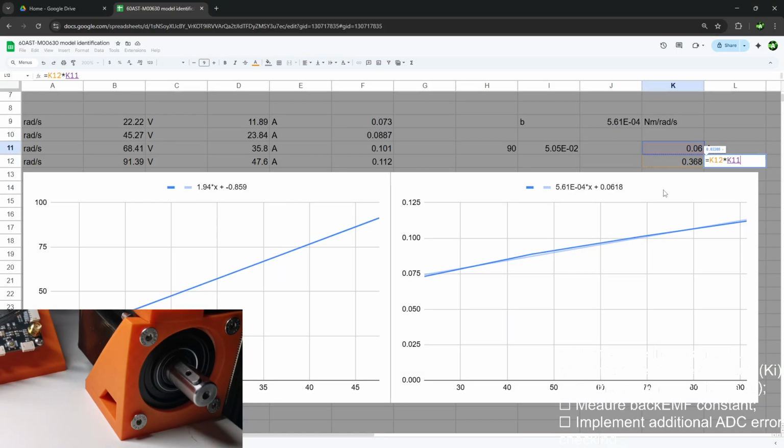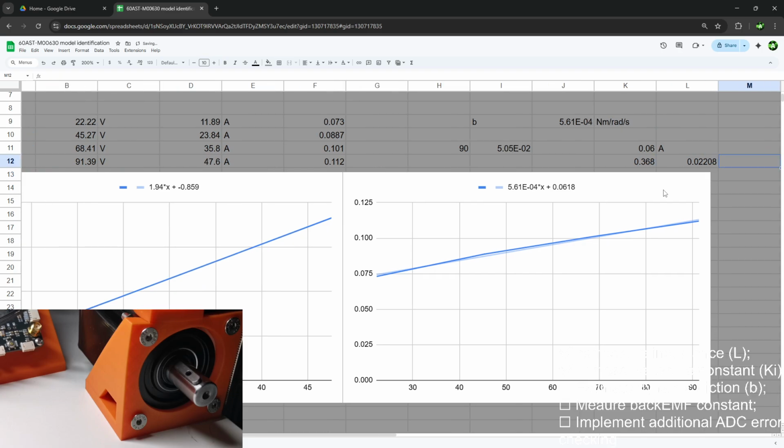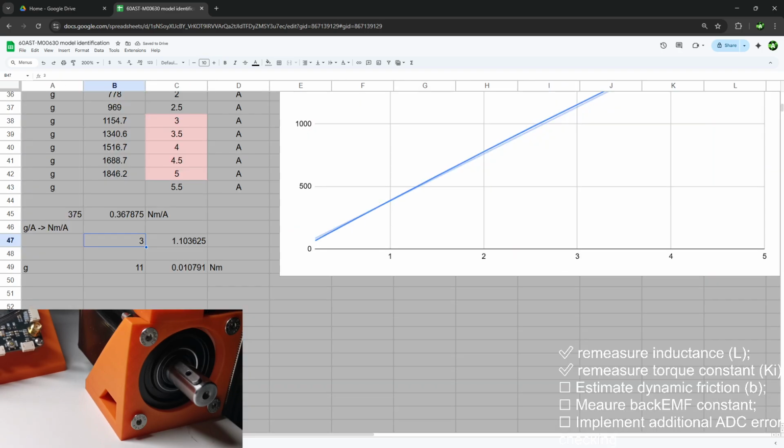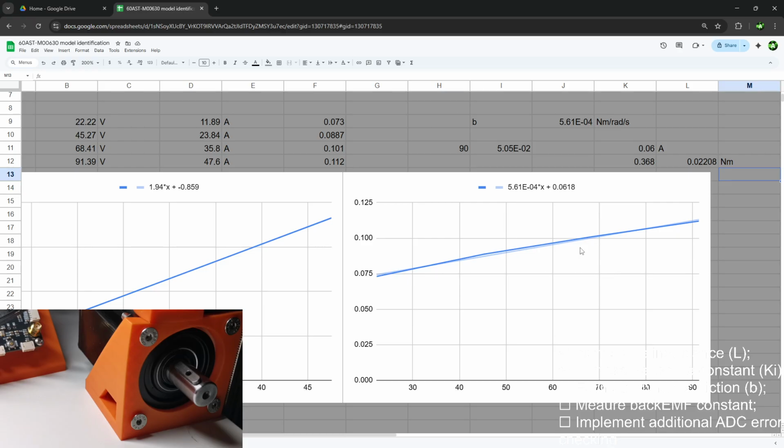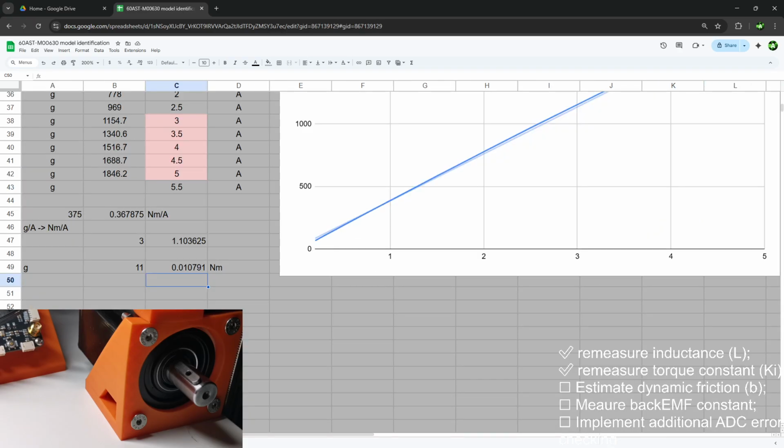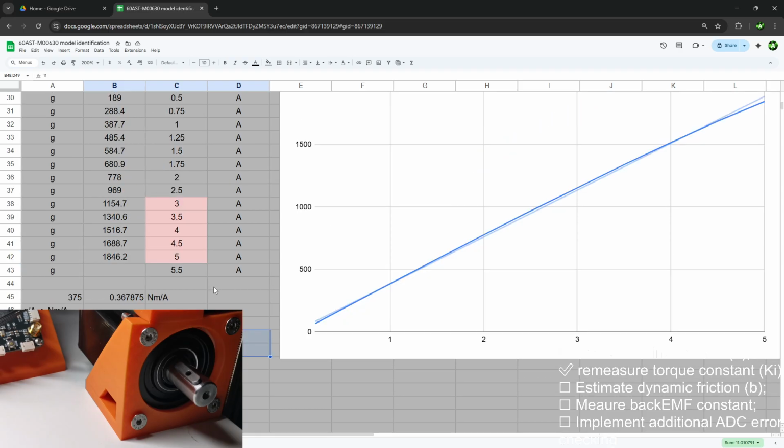Multiply this by that. This is our Newton meters. And what we got here. Okay, here we actually got less, so our actual friction is higher, or at least we assume it's higher. So it's roughly double this estimation. Very interesting. Okay.